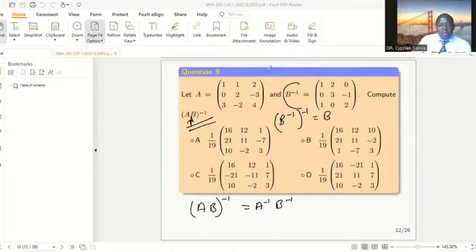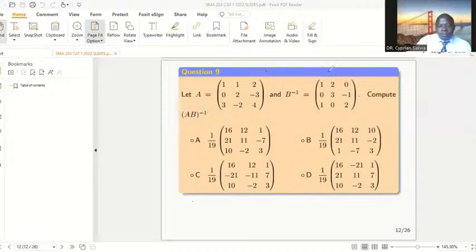So those are the steps I'll be using. Let me just note down the matrix and then use it. Matrix B inverse is 1, 2, 0, 0, 3, negative 1, 1, 0, 2.